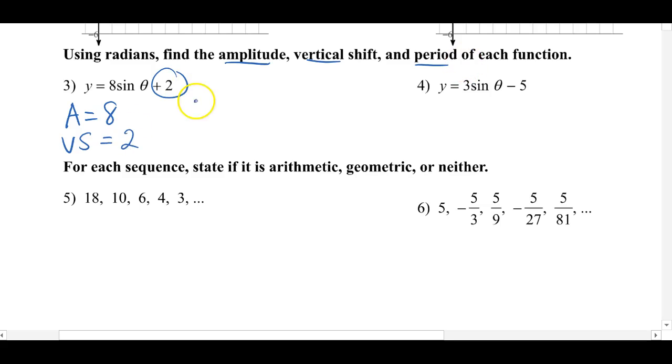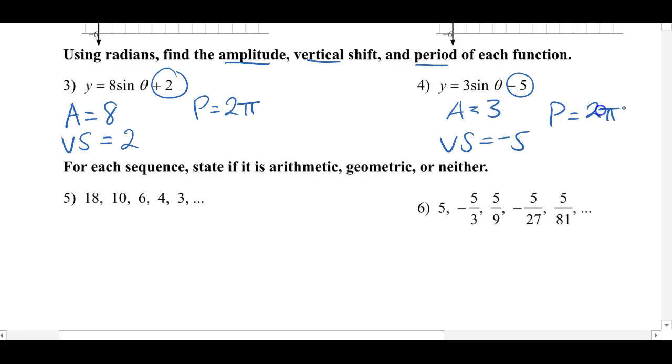And then the period, again, you look at the number here. If there is one in front of theta, and there isn't, it's just 2 pi. Okay, over here, amplitude is 3. Vertical shift, I look out here, so it's -5, so that means it goes down 5 or -5. And then the period, again, there's no number here, so it's just 2 pi.